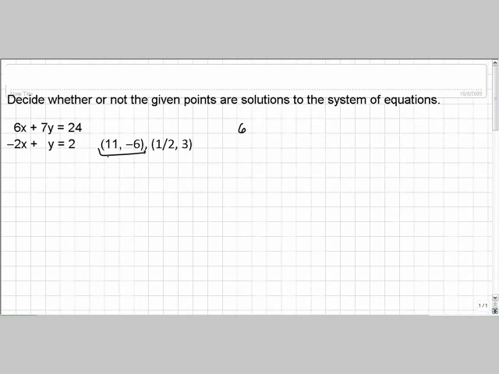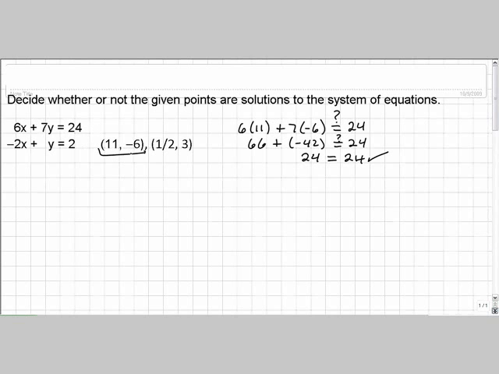So in the first equation, if I let x equal 11 and y equal -6, I want to know if this is a true statement. So let's evaluate. 6 times 11 is 66, plus 7 times -6 is -42, and we want to know if this is equal to 24. Well, 66 plus -42 is equal to 24, so it checks.